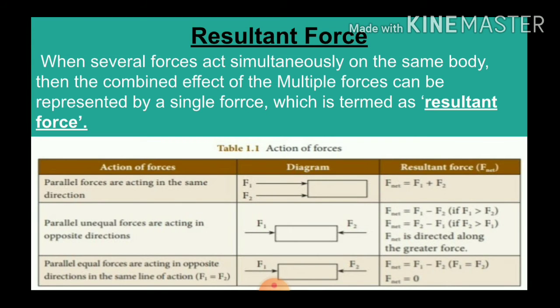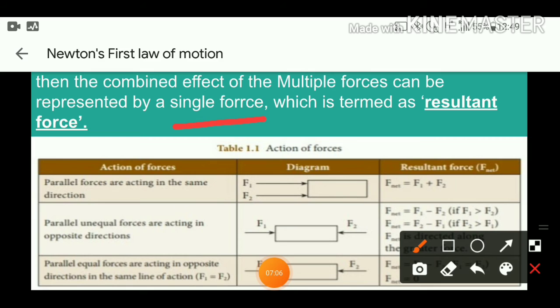Next thing is a resultant force. What is resultant force? When several different kinds of forces act simultaneously on the same body at the same time, then the combined effect of the multiple forces can be represented by a single force, which is termed as resultant force.